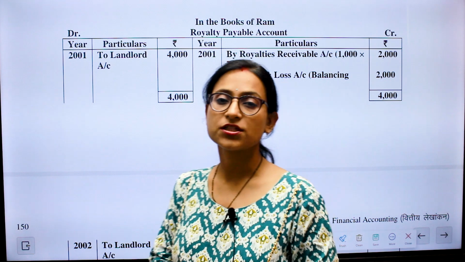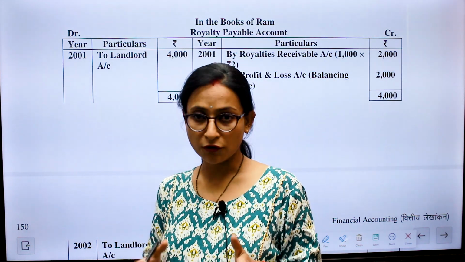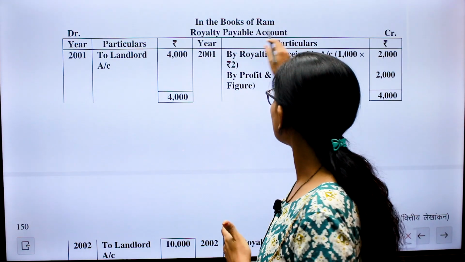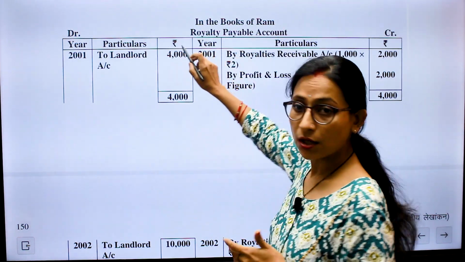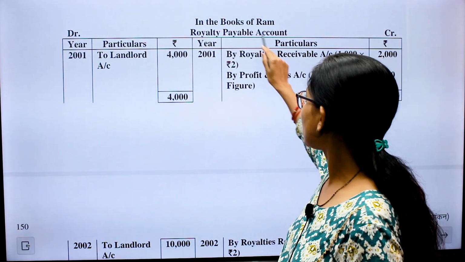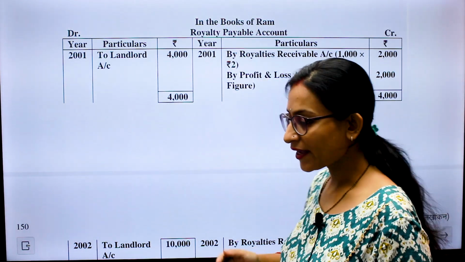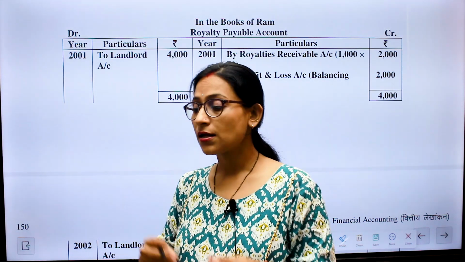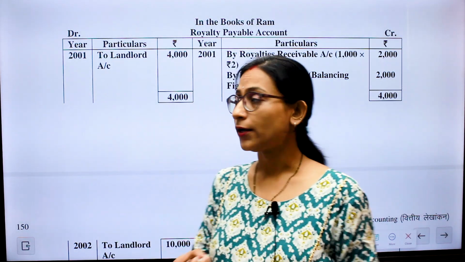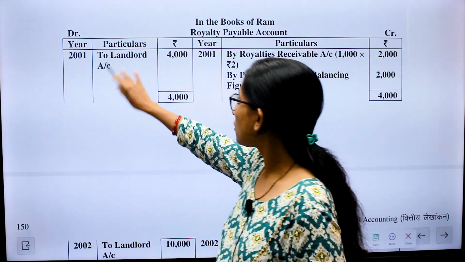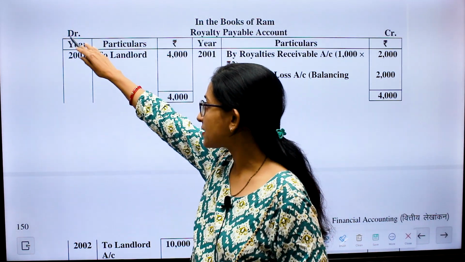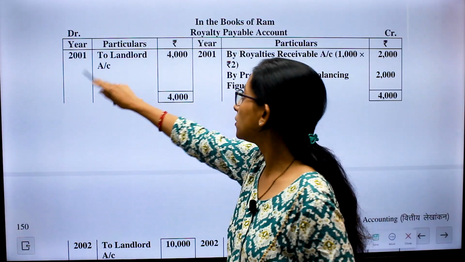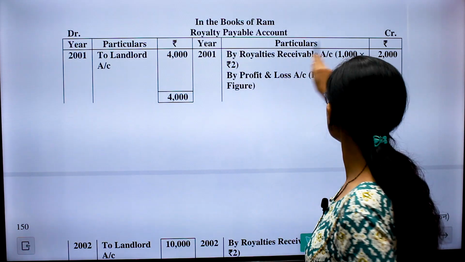So let's start with the ledger account, which will be prepared in the book of Ram. Ram is the original lessee. In the book of Ram, the first account we will prepare is the royalty payable account. Royalty payable account means Ram has to pay the royalty of his own as well as the sublessee's to the landlord. So first we will prepare the left hand side debit, right hand side credit, with year, particulars, rupees.